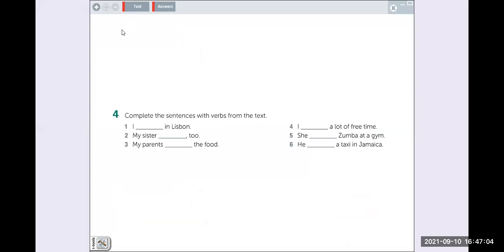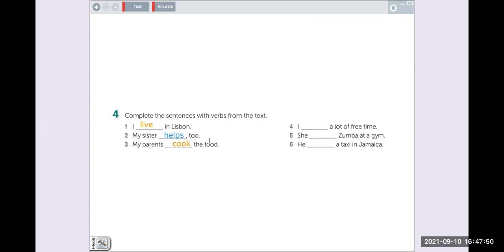Complete the sentences with verbs from the text. For example, I blank in Lisbon. What is the correct verb here? I live in Lisbon. The next one, my sister blank too. My sister helps too. Okay, because here we are talking about she. She helps too. My parents blank food. My parents cook food.